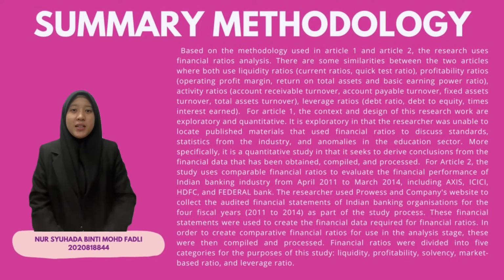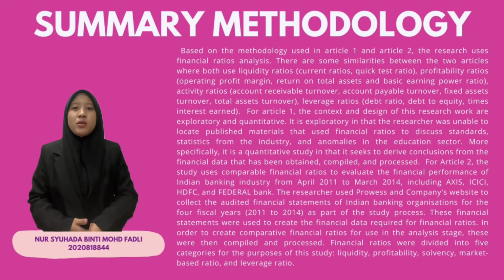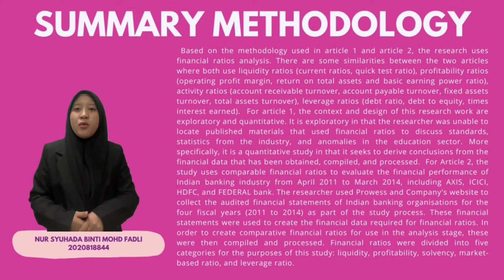For Article 2, the study used comparable financial ratios to evaluate the financial performance of the Indian banking industry from April 2011 to March 2014, including Axis, ICICI, HDFC, and Federal Bank. The researcher used Prowess and the company website to collect the audited financial statements of Indian banking organizations for the 4 fiscal years. As part of the study process, the financial statements were used to create the financial data required for financial ratios. They were then compiled and processed to create comparative financial ratios for use in the analysis stage.